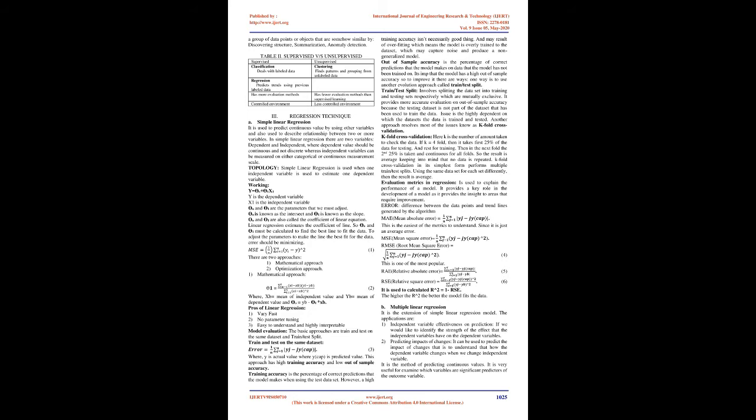3. Regression technique. A. Simple linear regression. It is used to predict a continuous value by using other variables and is also used to describe the relationship between two or more variables. In simple linear regression there are two variables, dependent and independent, where the dependent value should be continuous and not discrete, whereas independent variables can be measured on either a categorical or continuous measurement scale. Topology: simple linear regression is used when one independent variable is used to estimate one dependent variable.